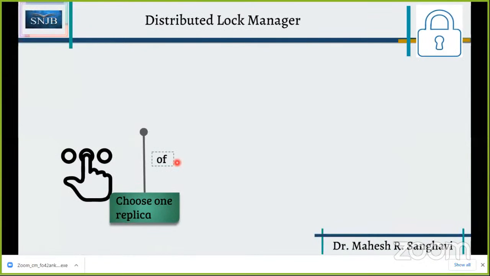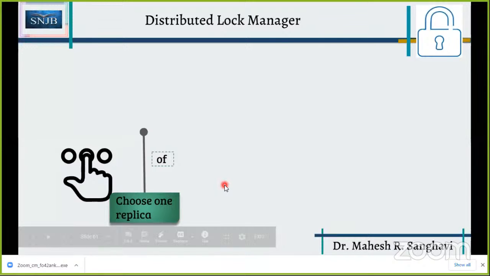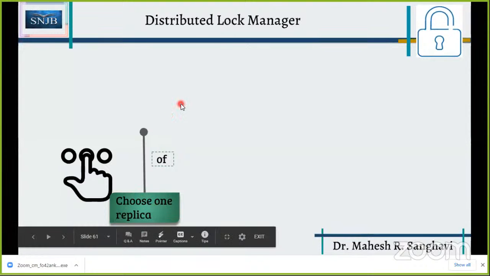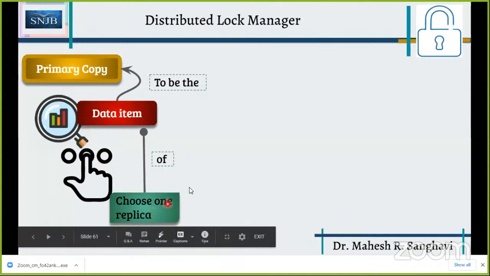So here, in case of primary copy protocol, we need to choose. I have already explained this particular part. There will be multiple copies because we are talking about replication. In case of replication, there will be duplicate or replicated copies of that particular data. We have to choose any one replica of the data item, and we have to announce that it is a primary copy.